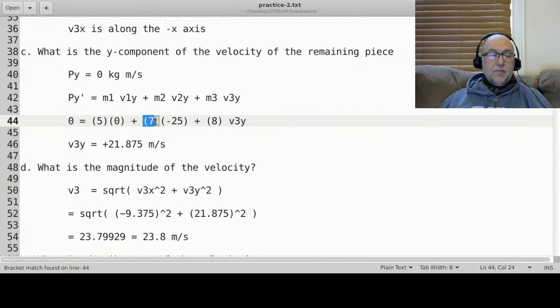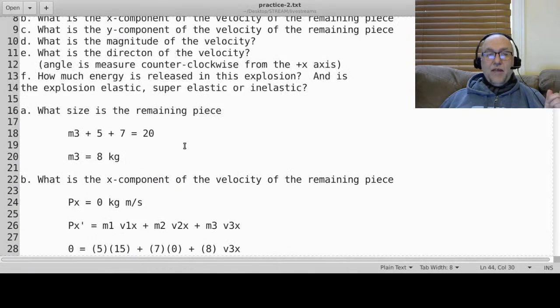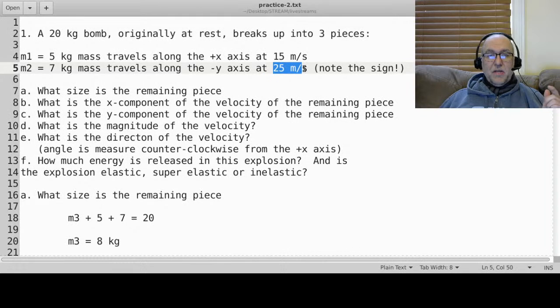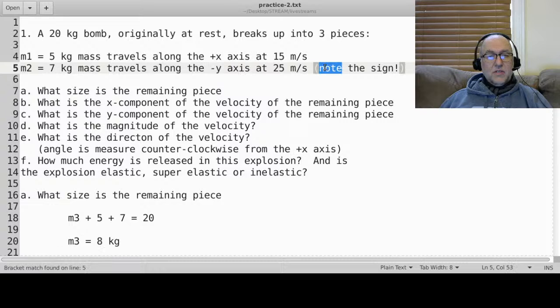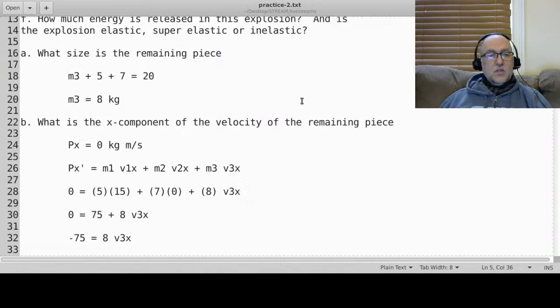This time, the 7 kilogram does have a y component, but it's negative 25, because it's traveling 25 meters per second in the negative y direction. Sorry, the negative y-axis. Okay, so I emphasize that. I said note the sign, because the fact that it's traveling along negative y is important. If it were traveling along positive y, it'd be a different situation.